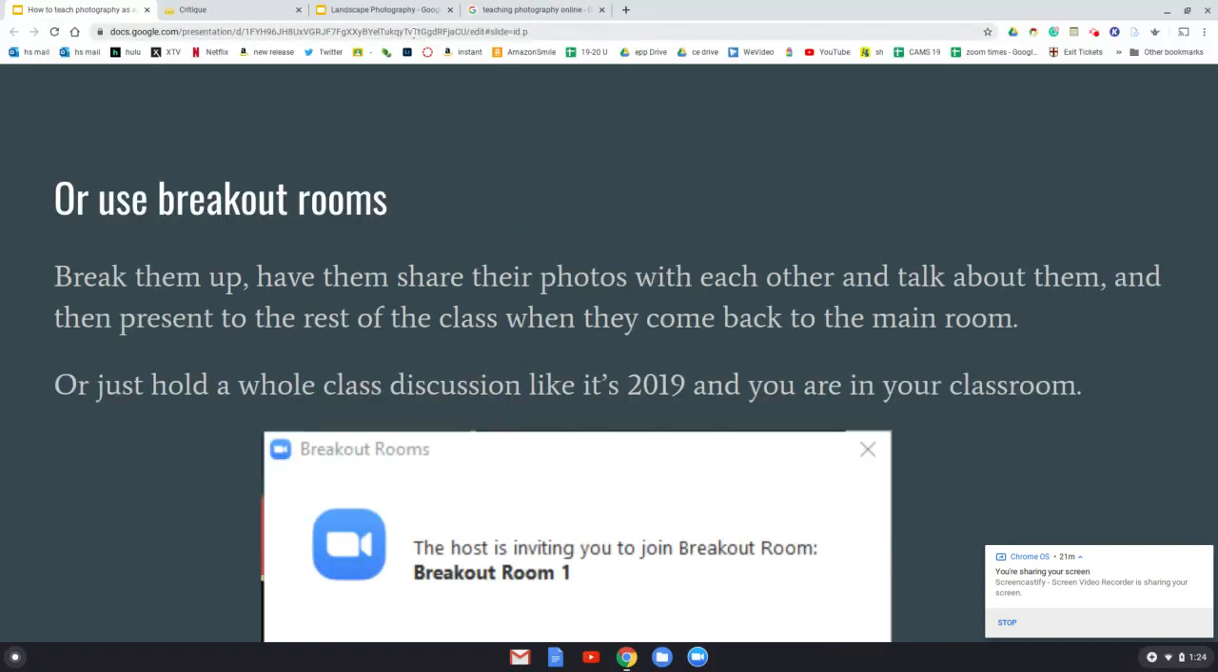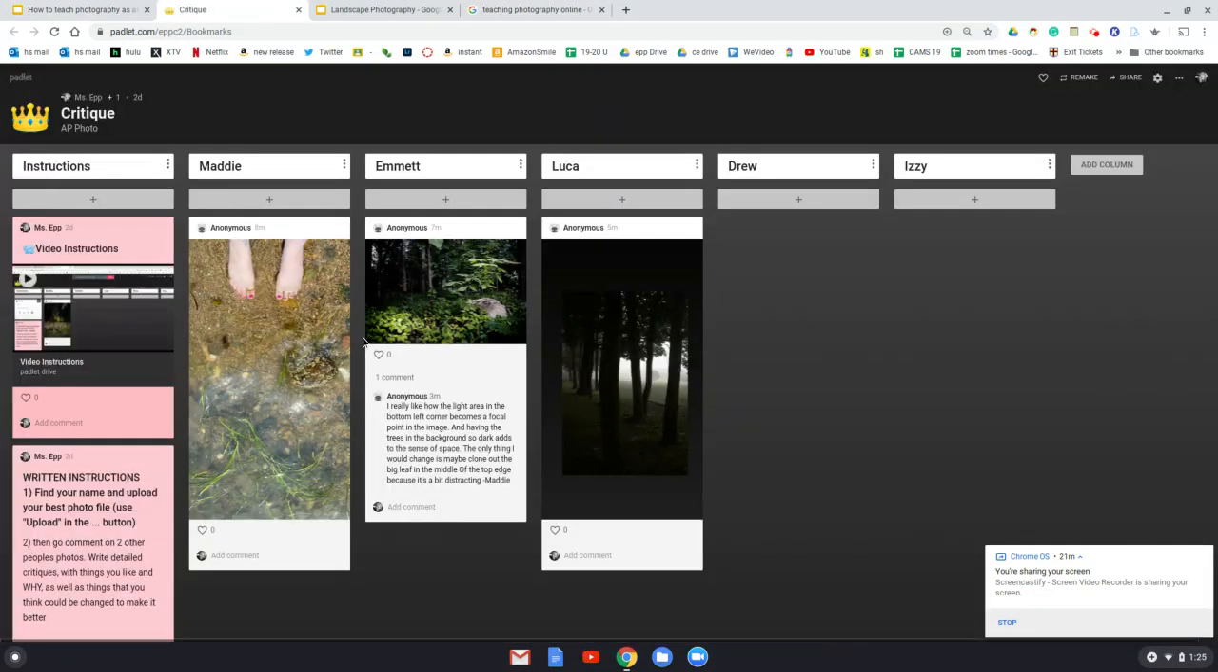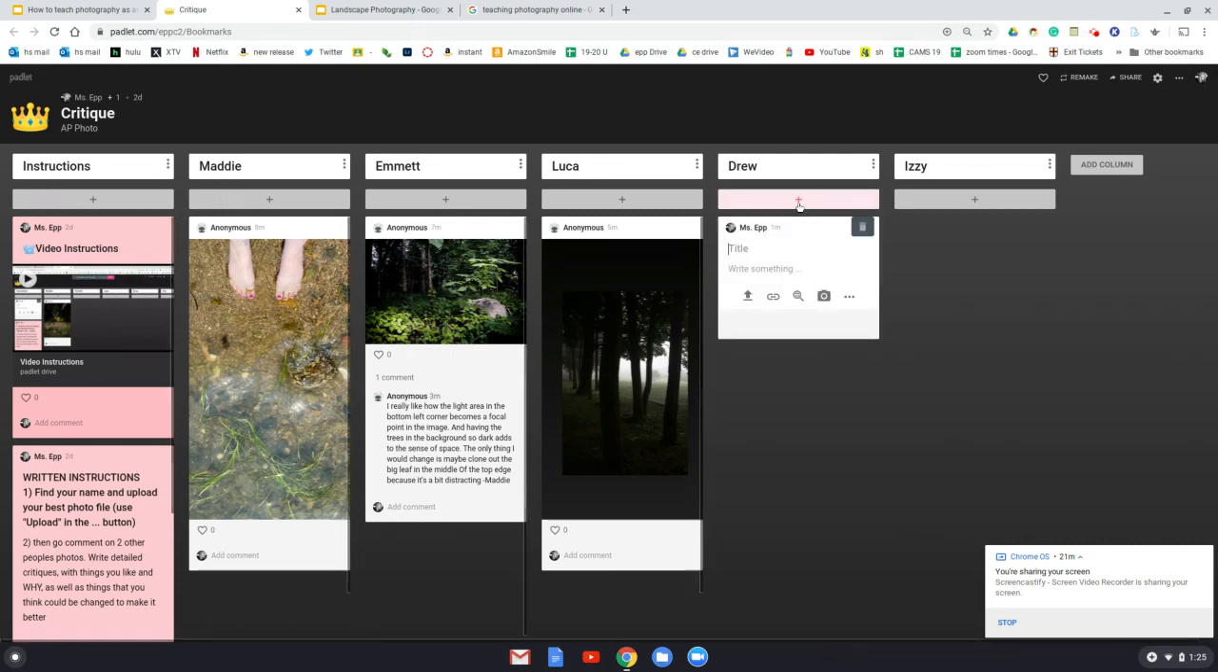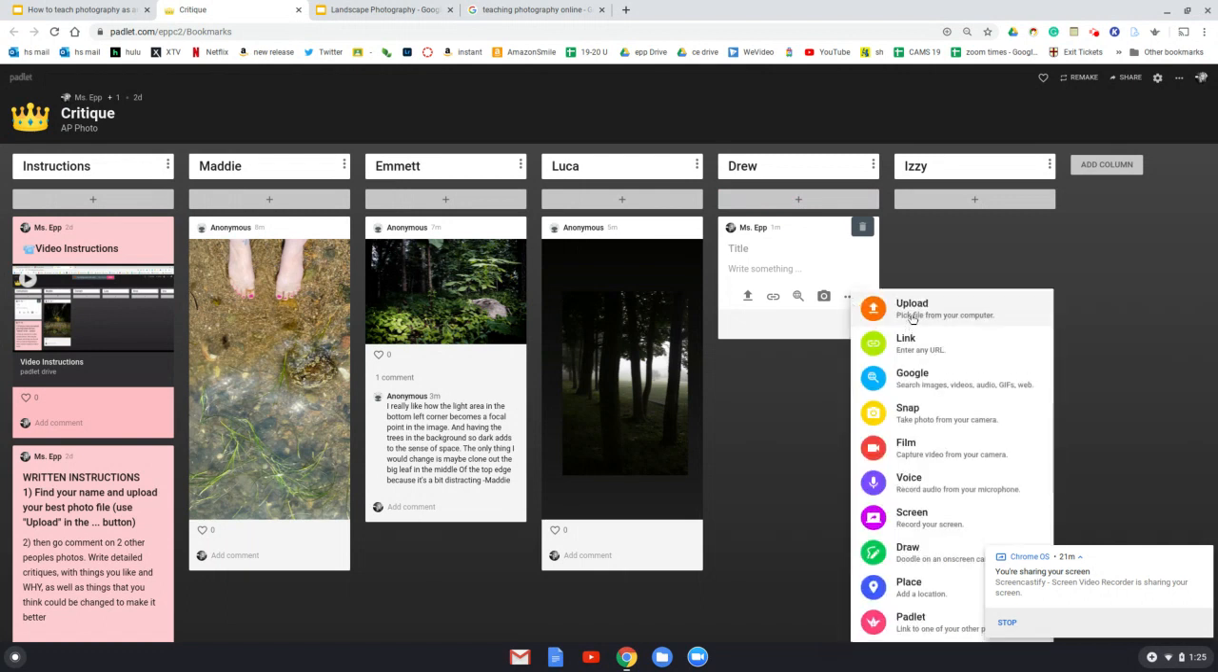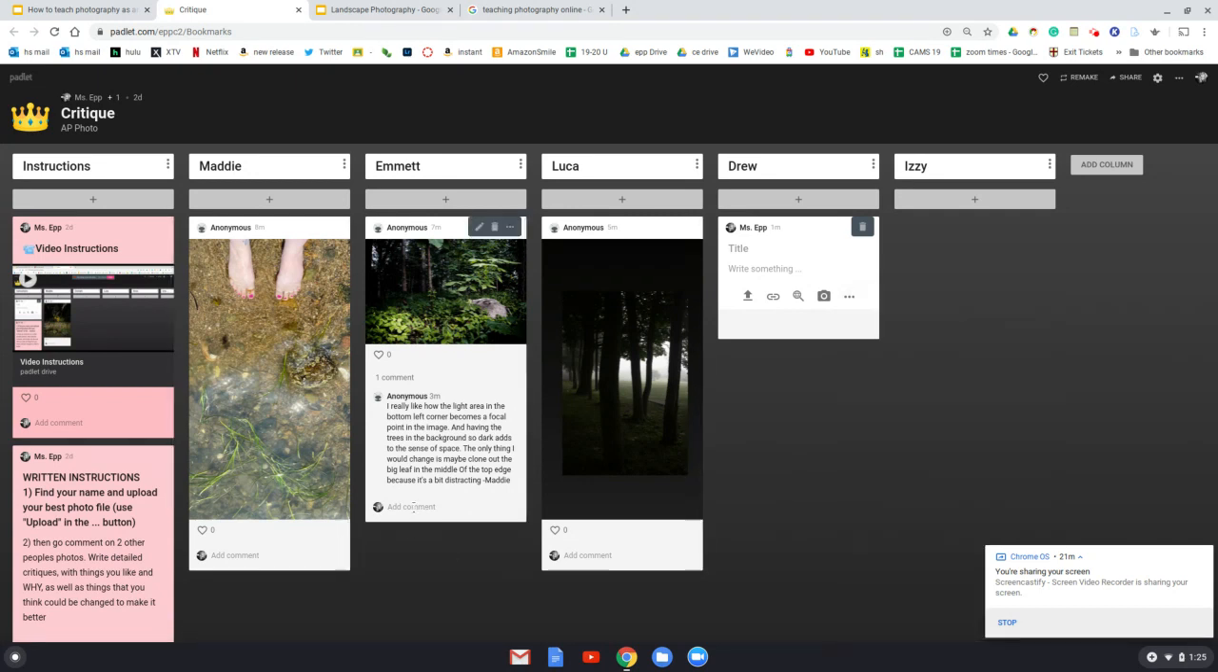Just to show you real quick, like in Padlet. Oh, no, I didn't close it. It's right here. So see here, if I was Drew, I would just press plus, and then I would go to here and upload a file, and that would be my photo. And then other kids, Luca and Emmett and Maddie, could go and comment on it, because anybody can click on something and make a comment and type it up.